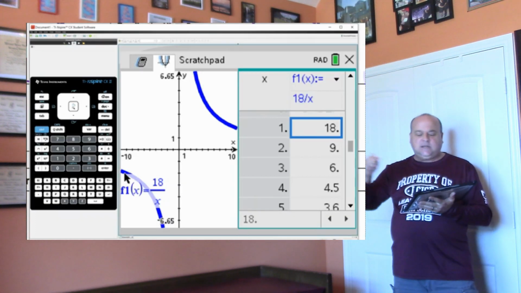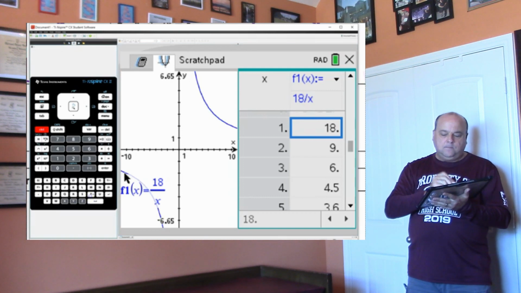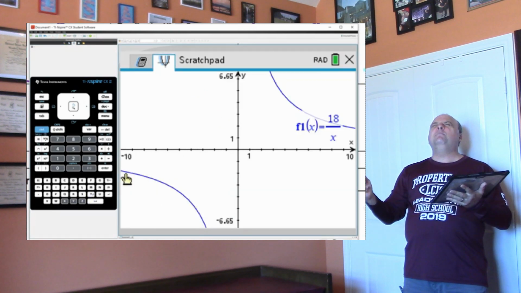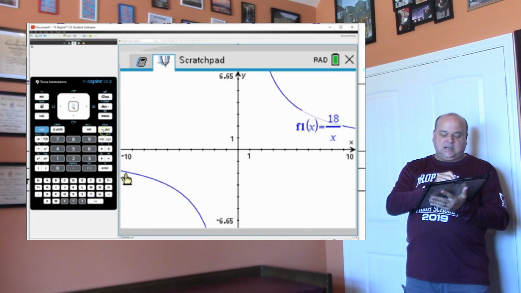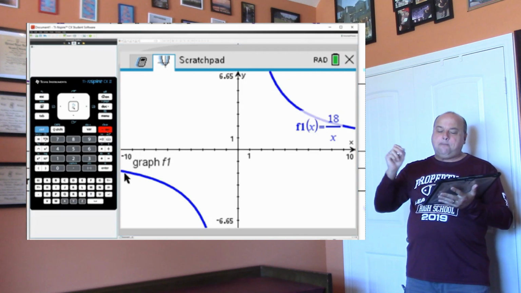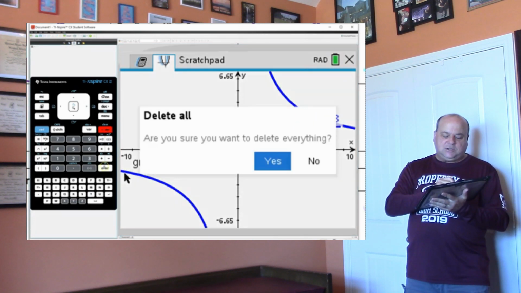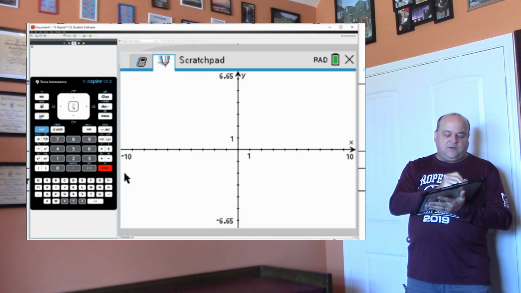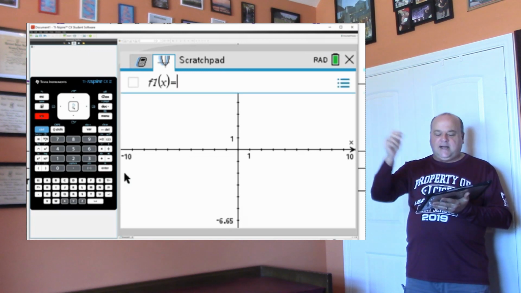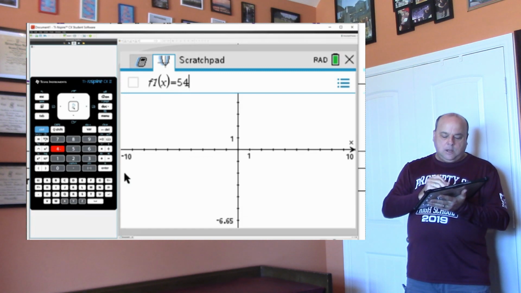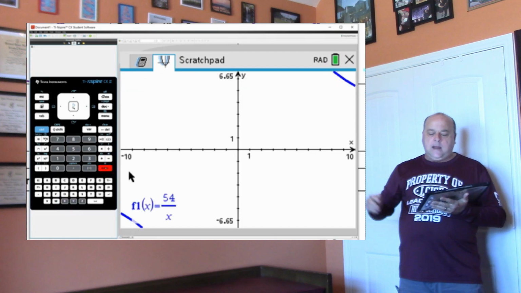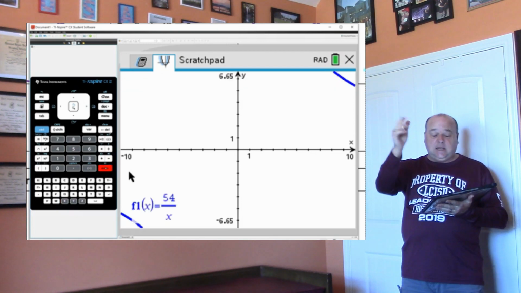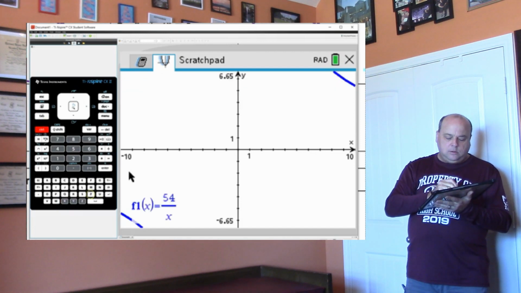Okay, so get rid of the table. Control T. Think of a bad memory. I got mine. Then hit delete 3 times. 1, 2, 3. Boom! The bad memory's gone. The graph's deleted. Now I'm going to hit tab to graph another function. And we want the factors of 54. 54 divided by x. Hit enter. And bam! We need to hit Control T to get our table.